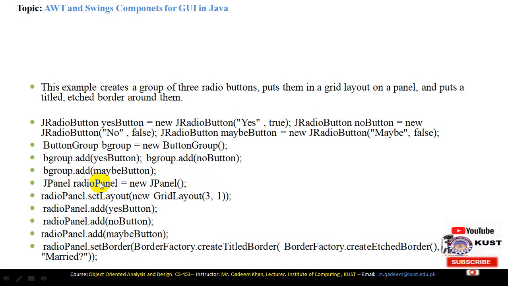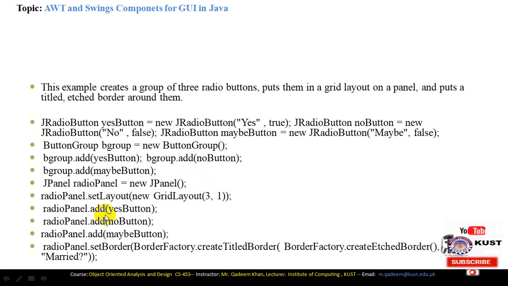Here you define the object of the JPanel. This is exactly like a variable, and all the rules will be applied here. So radioPanel = new JPanel(); radioPanel.setLayout(new GridLayout(3,1)). So this will be like a table, with 3 rows and only 1 column required. That's why 3 comma 1 are the parameters we have passed into the GridLayout.